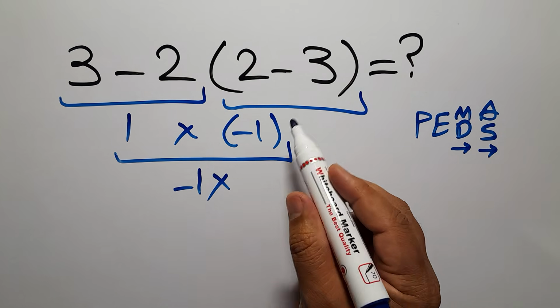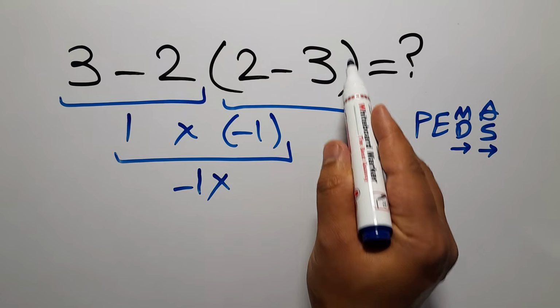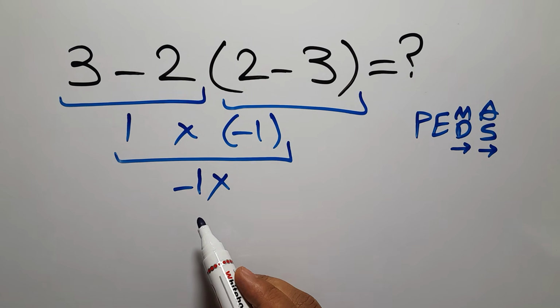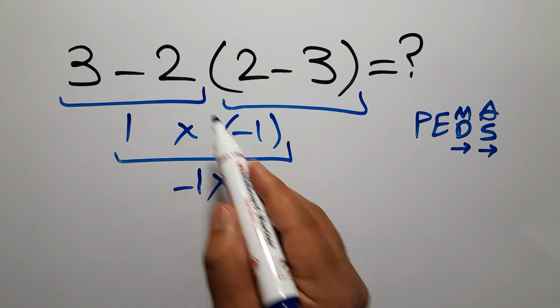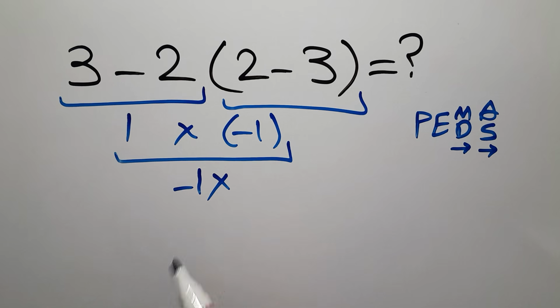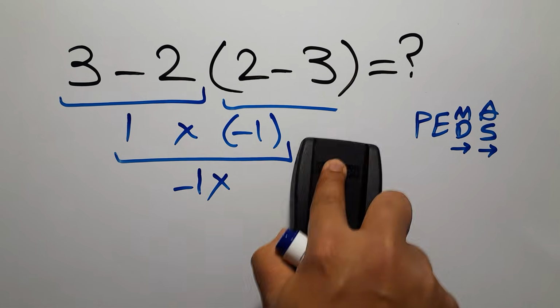So here, first we have to do this parentheses, not this subtraction. After this parentheses, we have to do this multiplication, and finally we have to do this subtraction. Okay?